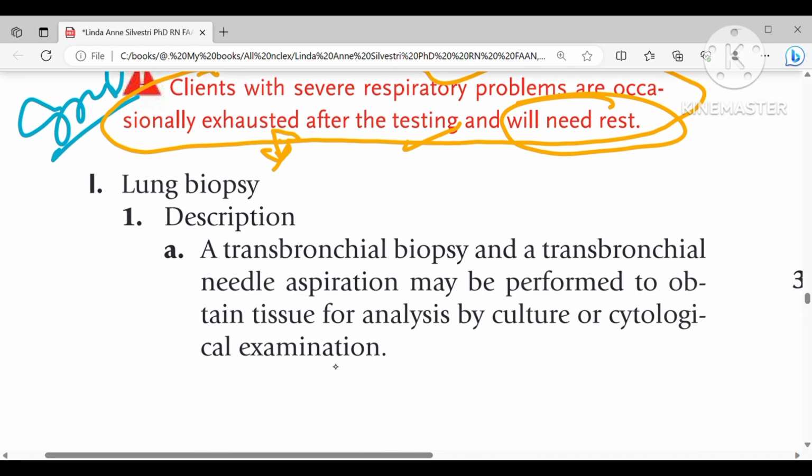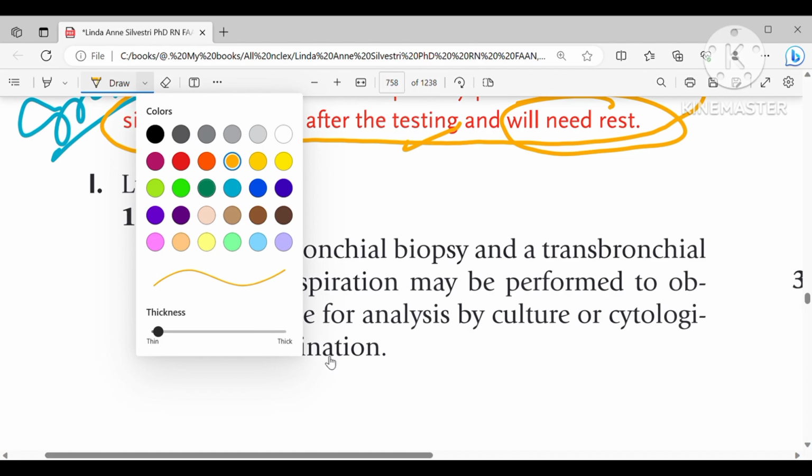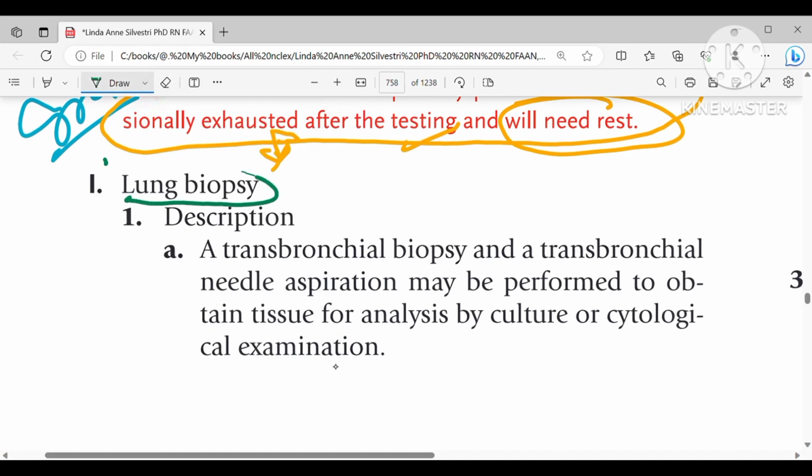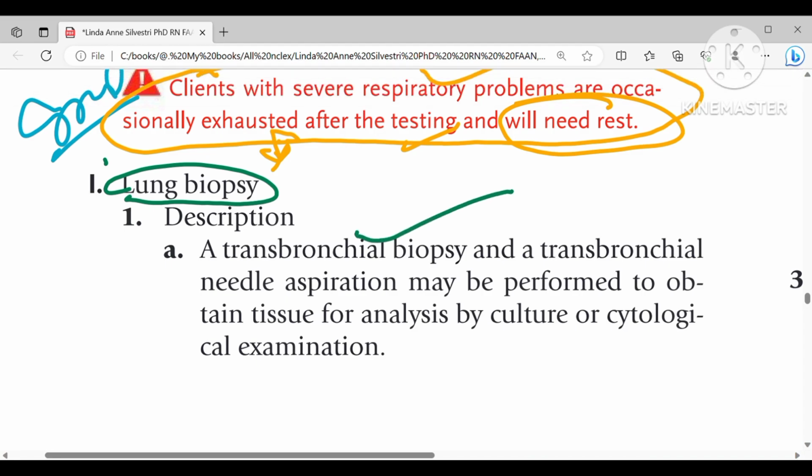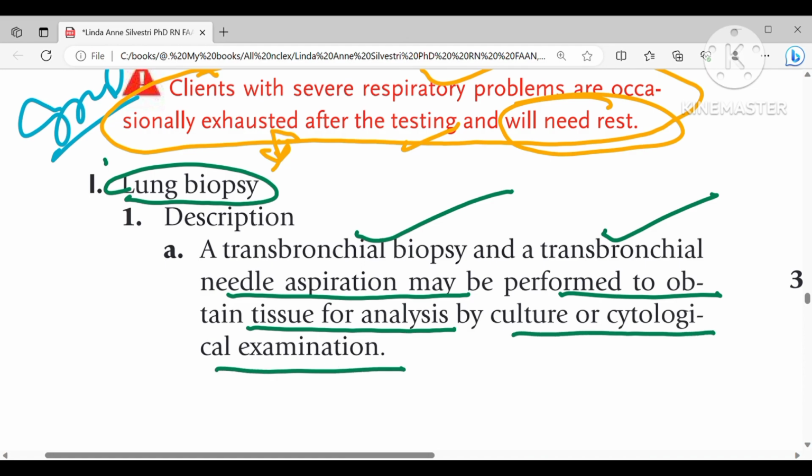Now the next point is lung biopsy. This is also a very important diagnostic test. So what is a lung biopsy? A transbronchial biopsy; transbronchial means through the bronchi. We will insert a scope. A needle aspiration may be performed to obtain tissue for analysis by culture or cytological examination. Like bronchoscopy, with the help of bronchoscopy we can take a biopsy.